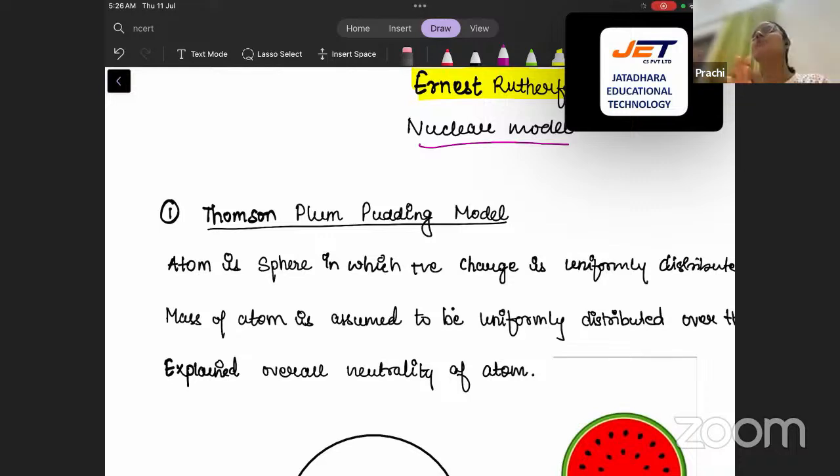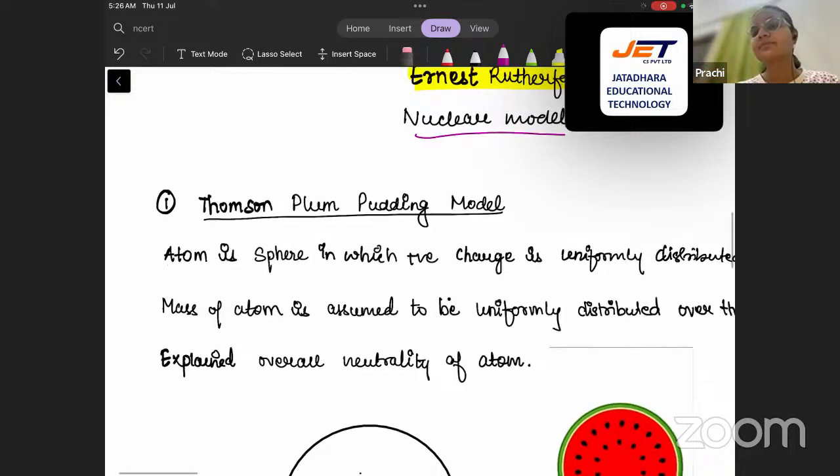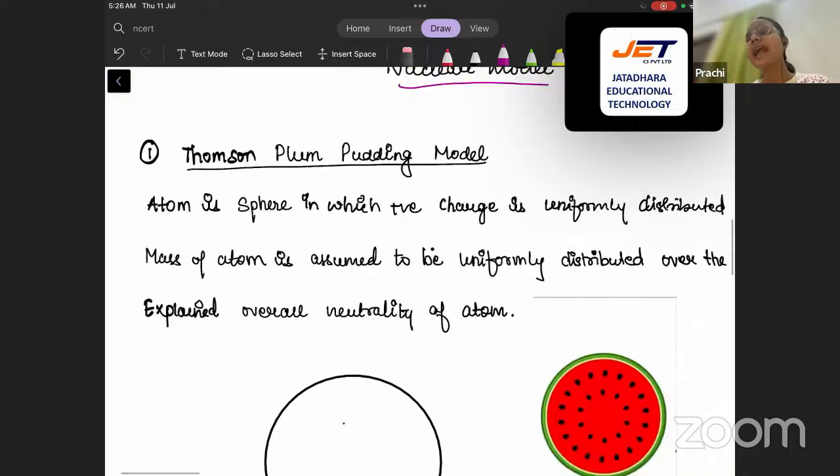The atom also consisted of a subatomic particle, which is known as the electron. So once he discovered the electron, he decided, okay, now I can explain how the atom is. Here we will see how the atom looks according to J.J. Thomson. And this model is also known as the plum pudding model, or we say it is also known as the raisin or watermelon model, right?